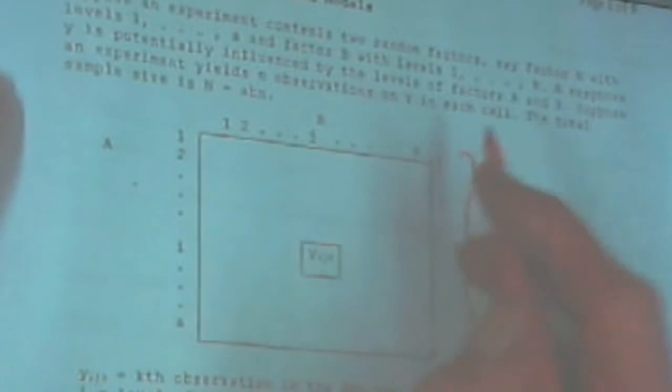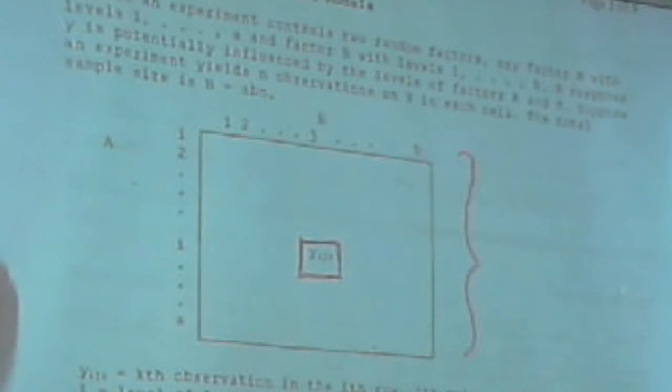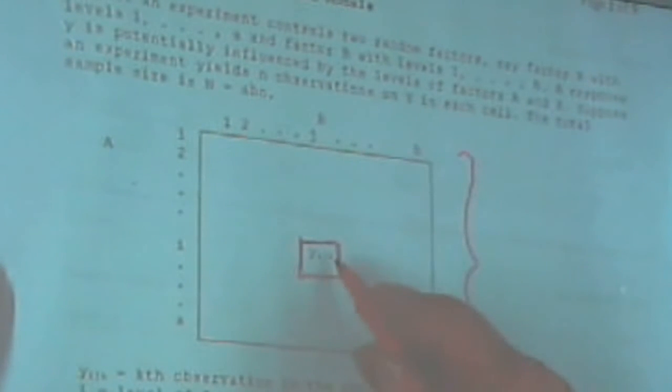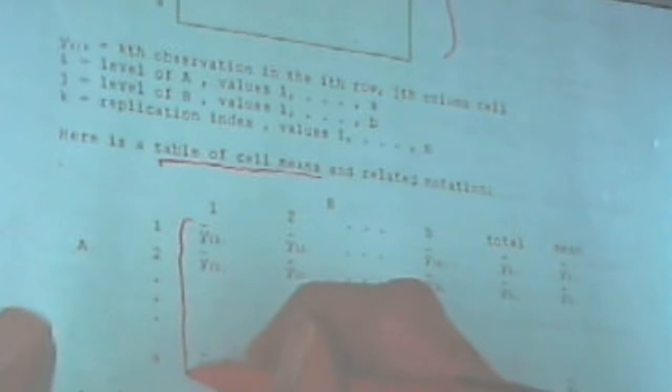So here's a view of the data again right here, where factor A has levels 1 through little a, factor B has levels 1 through little b, and then there's a cell, say in the ith row, jth column, where we have n observations. So they're called y, i, j, k. So this is the kind of data set that we have. We can deal with a table of cell means. And so here it is right here.